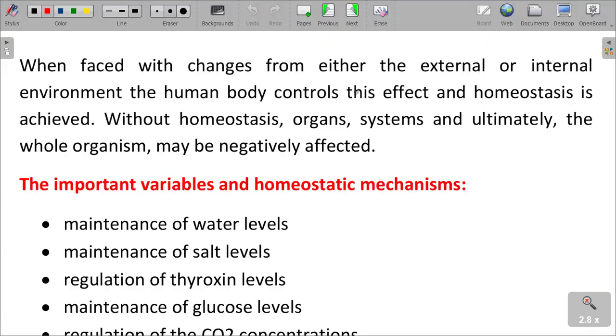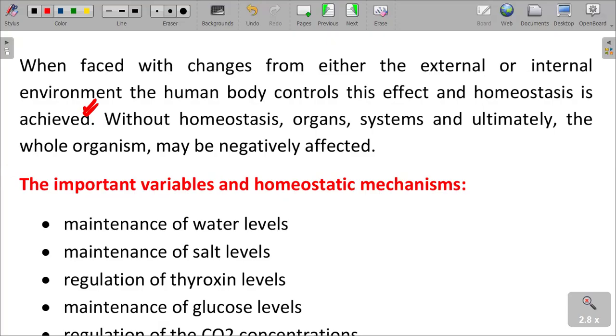So when faced with changes from either the external or internal environment, the human body controls the effect and homeostasis is achieved. Homeostasis manages the internal environment against forces exerted from either the internal or external environment. When changes arise, whether caused by internal or external factors, the human body controls them, and homeostasis is therefore achieved.